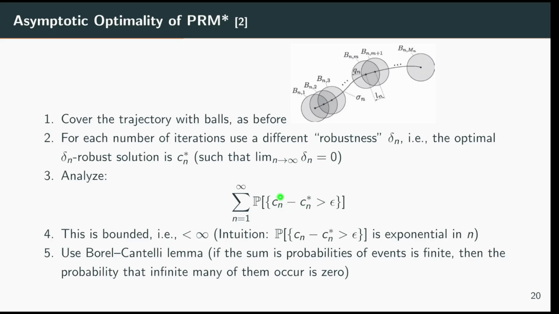And then we try to analyze this probability, which more or less comes from the definition. So in our nth iteration, what is the difference between the solution cost that I actually found and the optimum for this iteration? And remember, each iteration has a different robustness. Sorry, for smaller n, the cost will be higher, and then as our n increases, our robustness decreases, which also means the cost will potentially decrease.